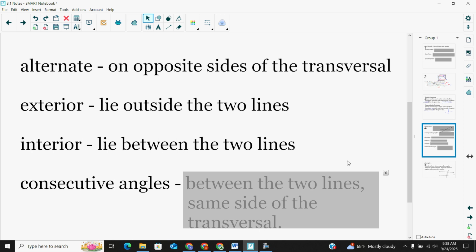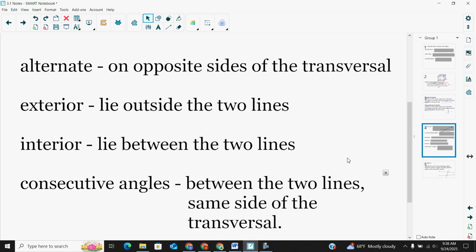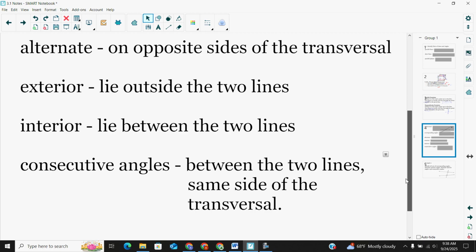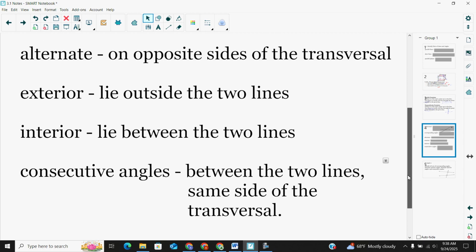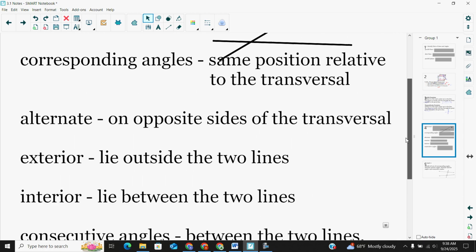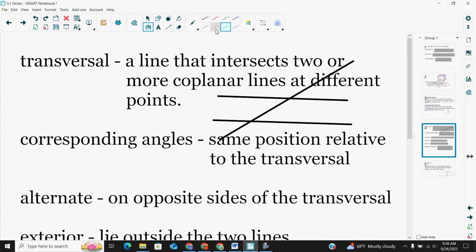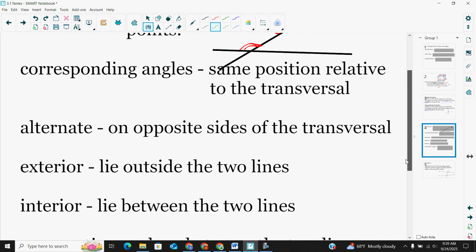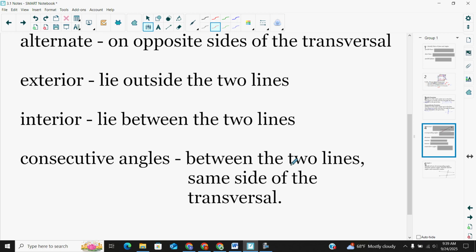And then the last one is consecutive angles. Consecutive angles are between the two lines, so they're interior, and on the same side of the transversal. I'll scroll back down in a minute. So inside the lines, but on the same side of the transversal. The two red ones here are corresponding. So get caught up on your definitions. We're going to take a look at one more example, and that'll be it.